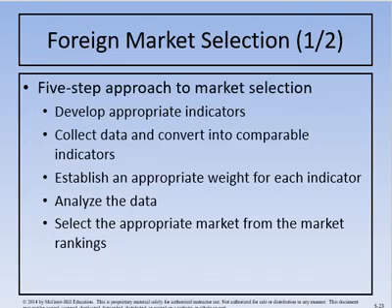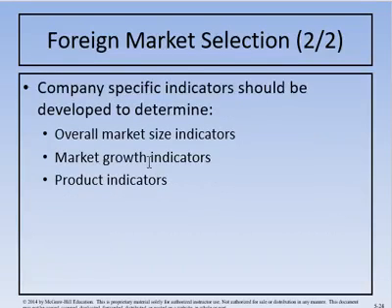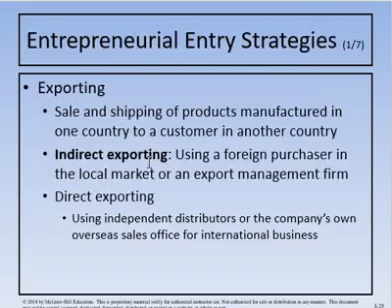Foreign market selection: the five-step approach to market selection. Look at the appropriate indicators, collect the data from that country and convert it into comparable indicators. Establish an appropriate weight for each indicator. Analyze the data and select the appropriate market from the market ranking. Company-specific indicators should be developed to determine the overall market size indicator, market growth indicator, and the product indicator.